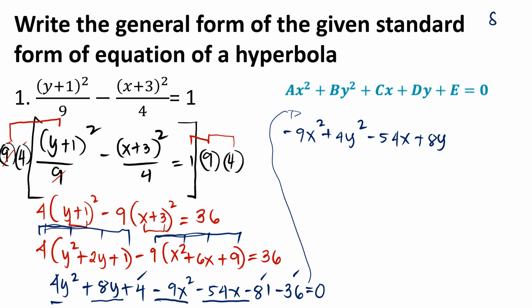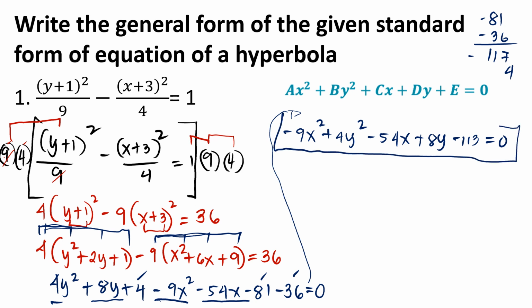So 81 plus 36, they are both negative. Thus, we have 117. Okay, but the 4 is positive. Thus, our remaining answer is negative 113 for our constant. So far, this is already being arranged according to the general form. Okay, so let's proceed to number 2.